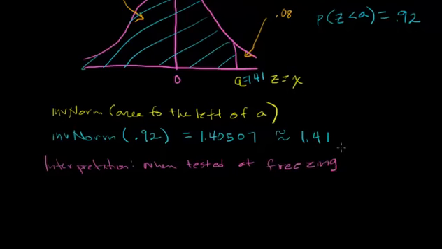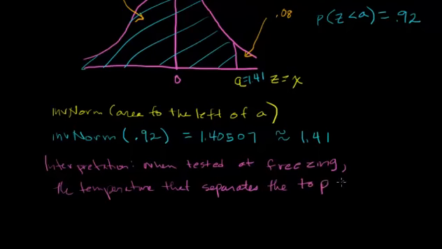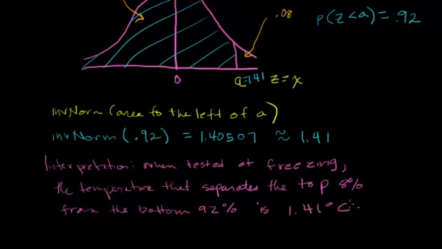The temperature that separates the top 8% from the bottom 92% is positive 1.41 degrees Celsius.